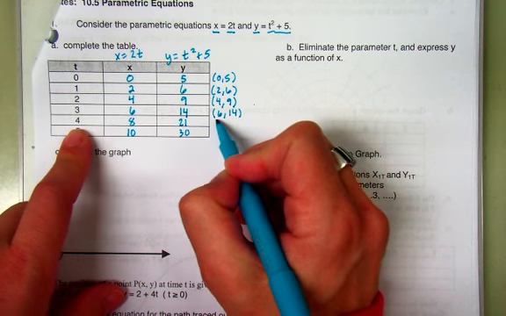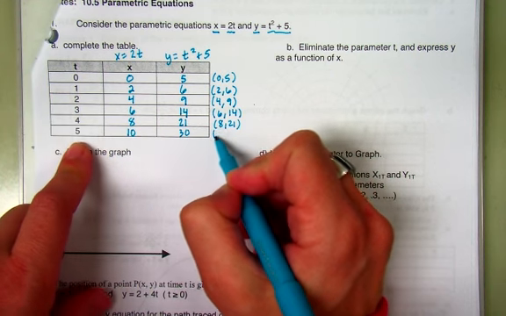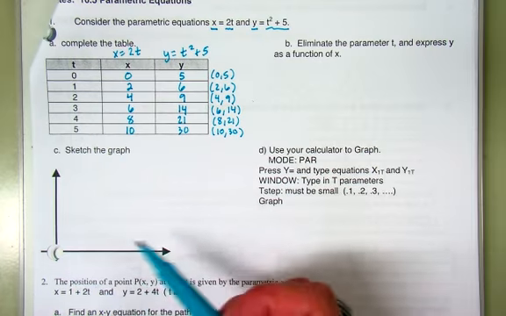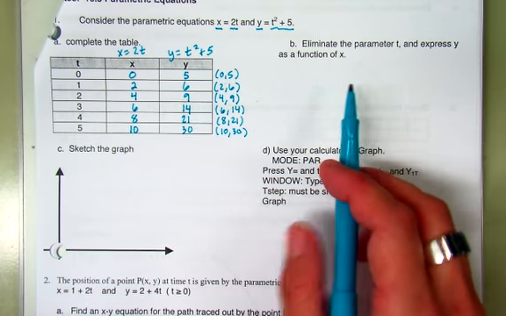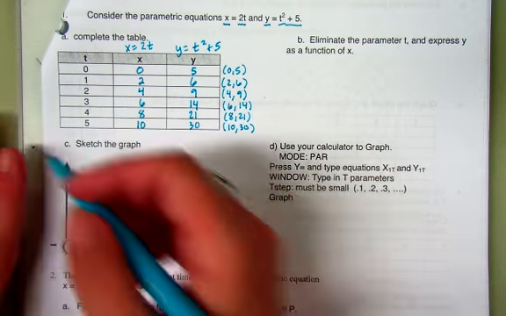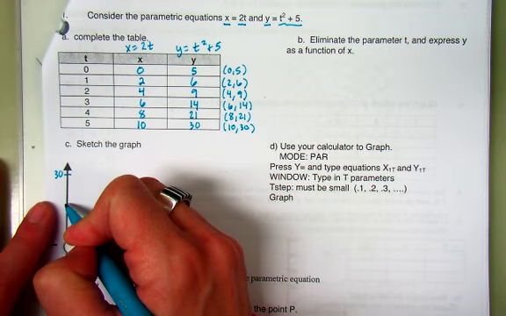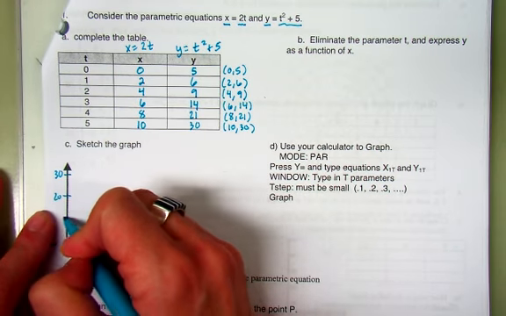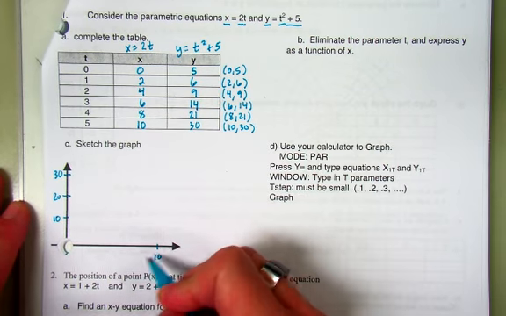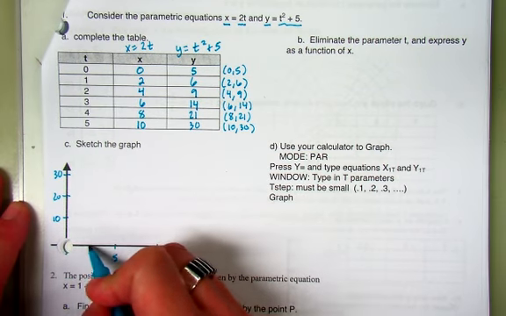And what they're doing is they're tracing out some function, okay? So I like to actually sketch the graph first. I like to do C first, and then I'll go to B. And let's see what this graph looks like. So we need our y's to get up to 30. And I need my x's to get up to 10.